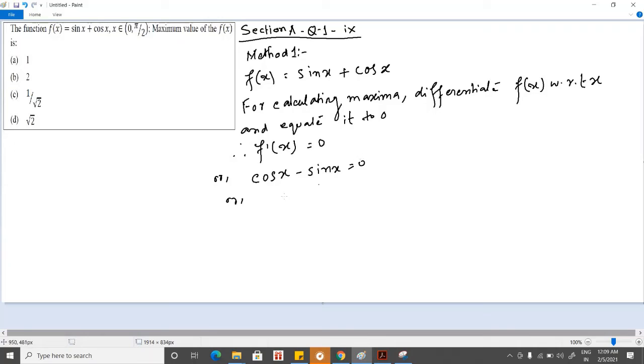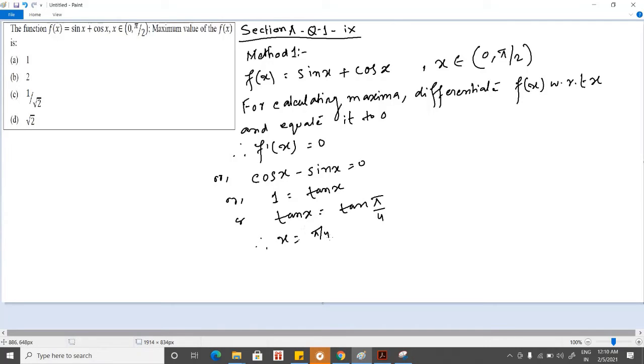Or if I take sin x to that side and cos x in the denominator, we get 1 equals tan x, or tan x is equal to tan pi by 4. Although tan has the value 1 at different angles as well, since our domain is the open interval of 0 and pi by 2, we will take x as pi by 4 only. Therefore x equals pi by 4.